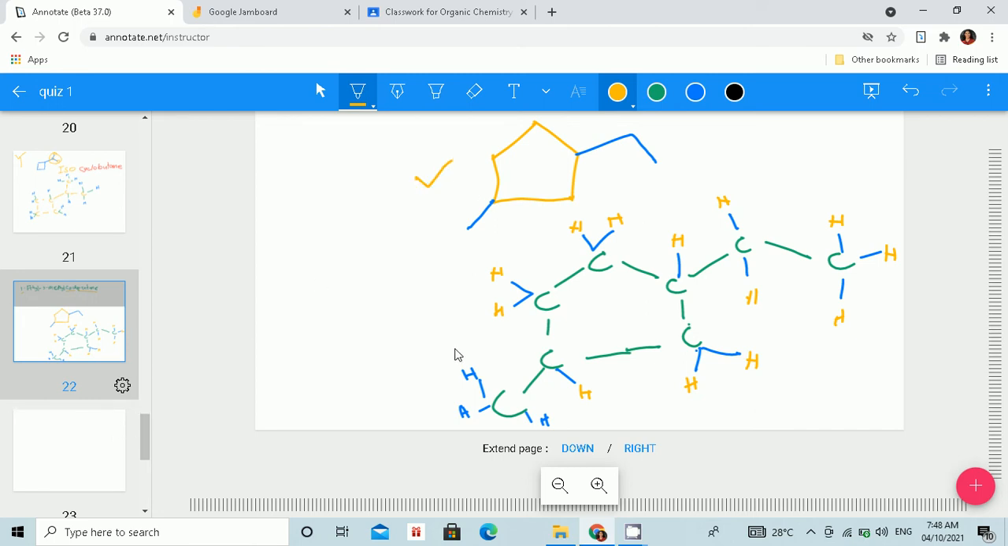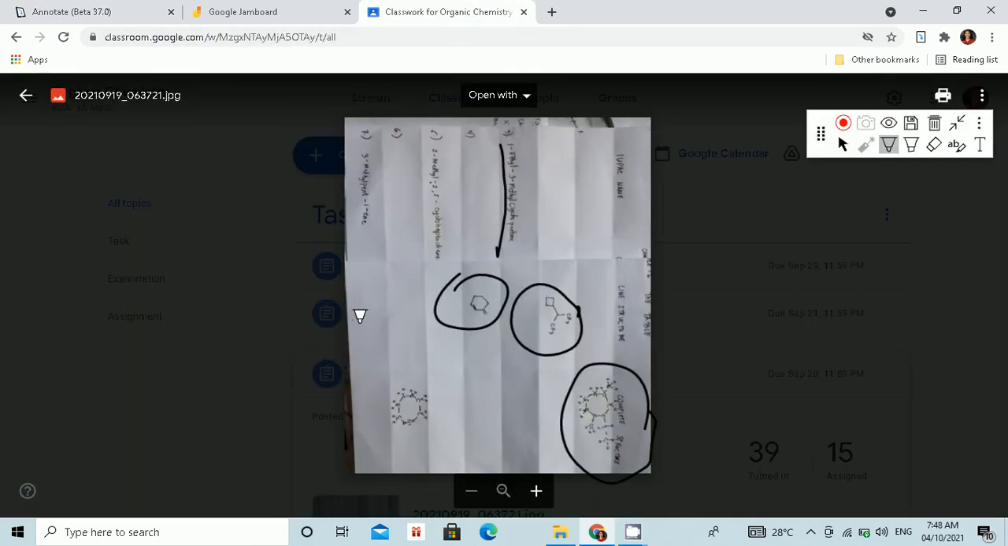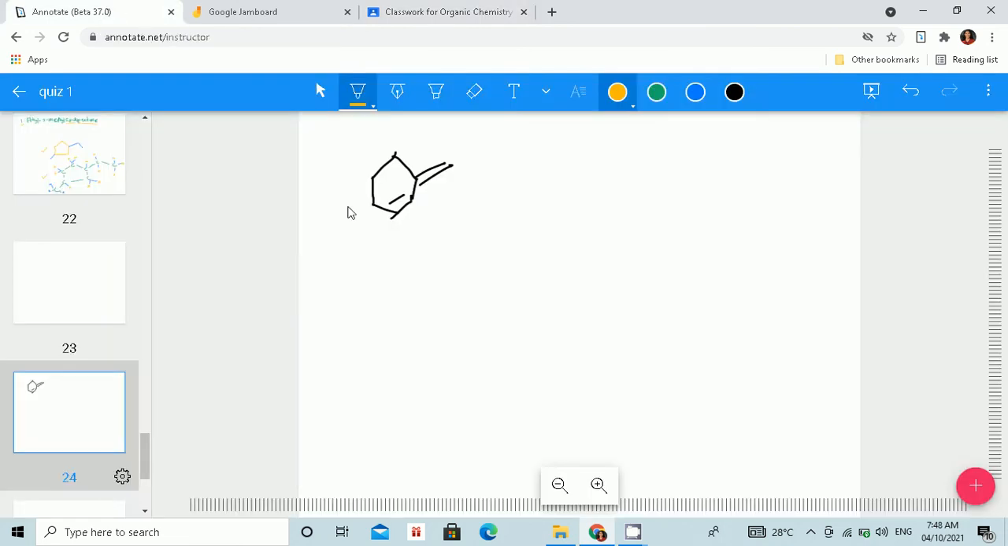Okay, so 2 points and we have 2 points. Okay, now let's go to number 4. In number 4, we are given a structure. This one. Okay, so this is it.